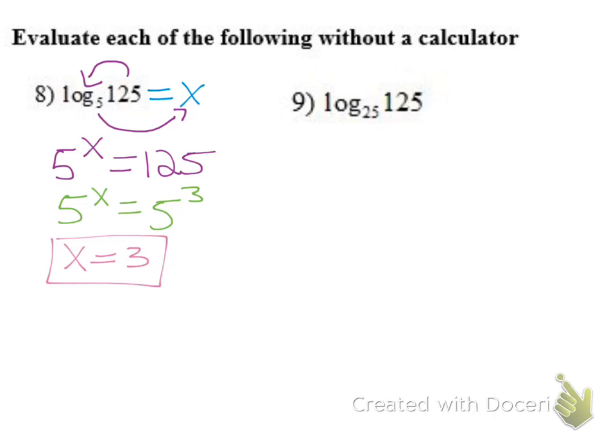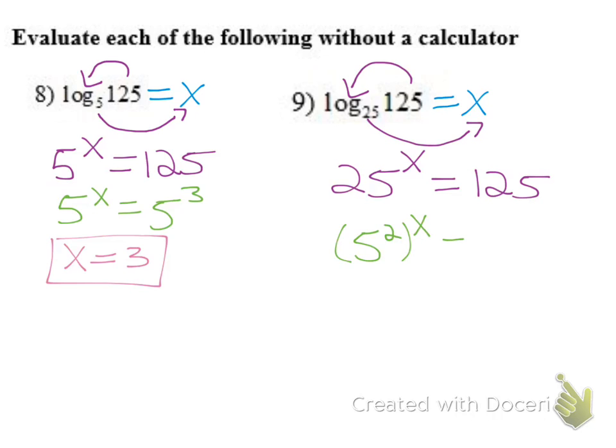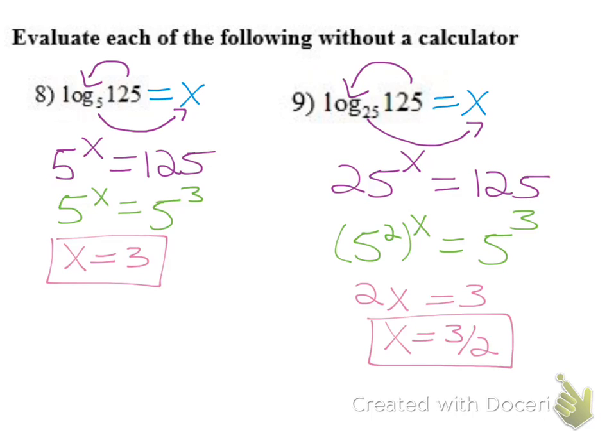Problem 9 should look something like this. First, set it equal to x, rewrite into exponential form, rewrite with common bases, in this case a base of 5, and this time you're going to have to do a little bit of solving. 2x equals 3, divide both sides by 2, you get x equals 3/2.